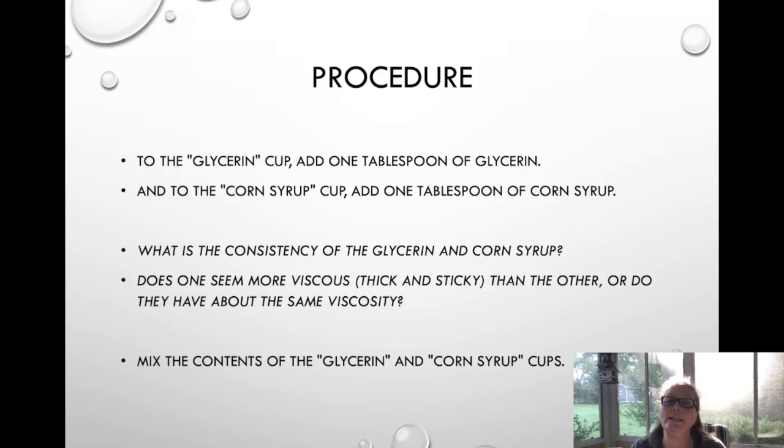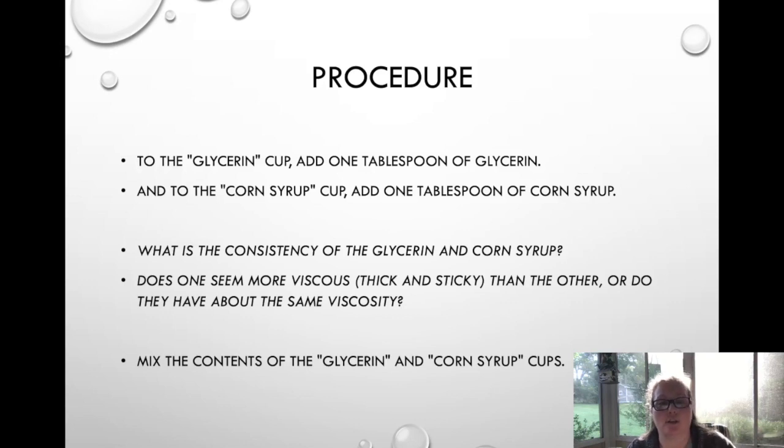Now, here you're supposed to take a look at the consistency of the glycerin and the corn syrup. Yesterday in class, I held up both bottles and I turned them and showed you exactly what each one looks like. One of them seemed a little bit more viscous, which means it was thicker, sticky. My fingers stuck all over it. Then I tried to clean it with a tissue, and the tissue stuck all over the outside of the bottle. It was ridiculous. Anyway, one of them is more viscous than the other.